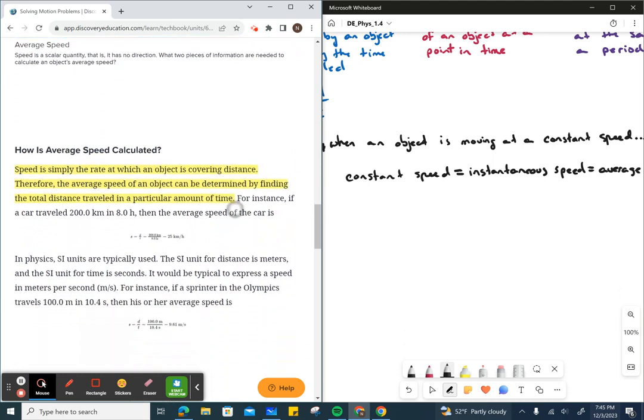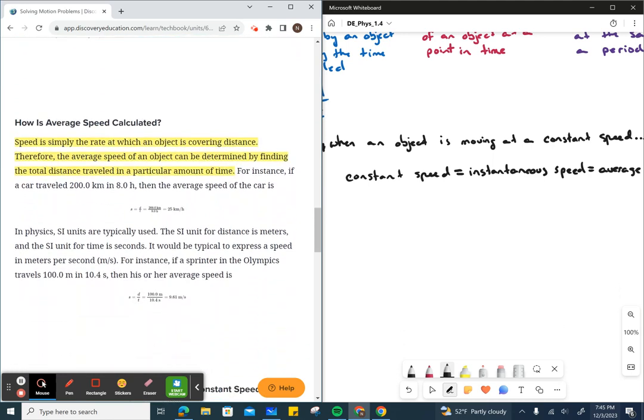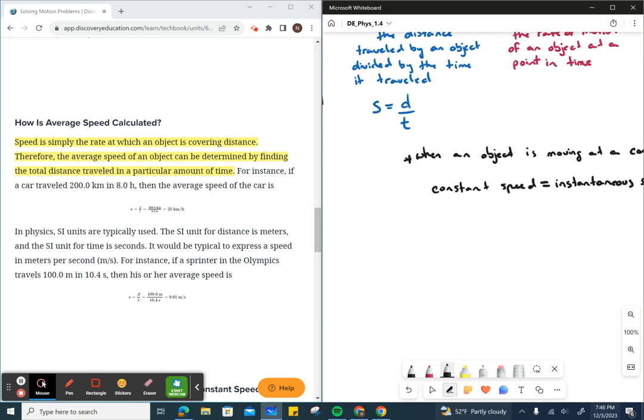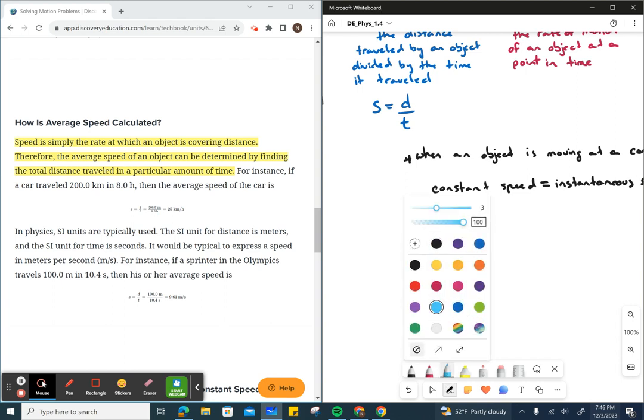Moving on here. So how do you calculate the average speed? Well, speed is simply the rate at which an object is covering distance. Therefore, the average speed of an object can be determined by finding the total distance traveled in a particular amount of time. I think we established that already, right? That was that formula up there, right?